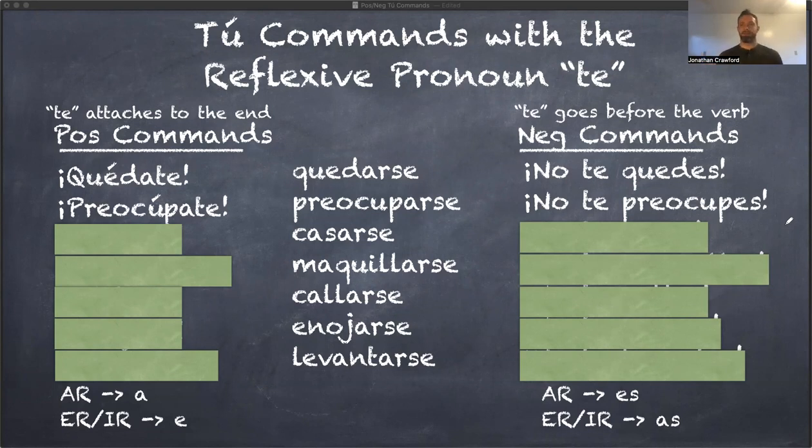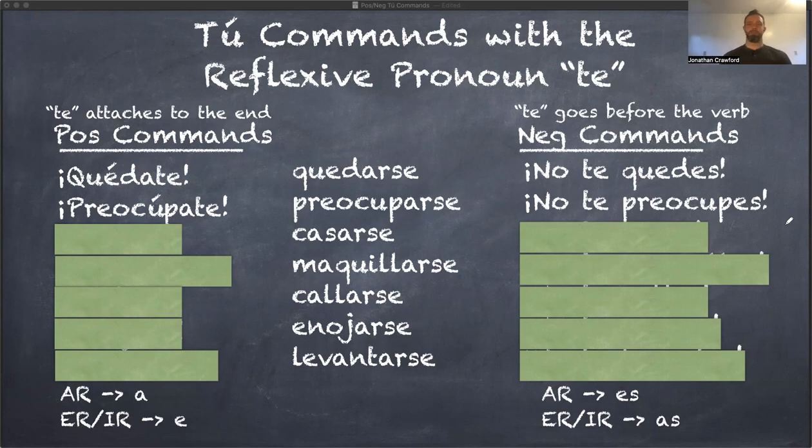No te preocupes. Practice saying it. No te preocupes. Pero me preocupo mucho, but I worry so much. No te preocupes. And then you might say, well, actually, I understand your fear. Preocúpate. Worry. Worry yourself.